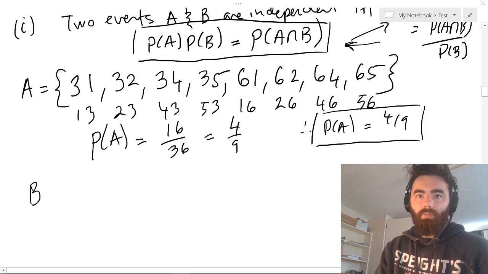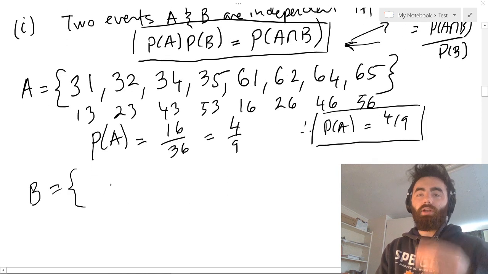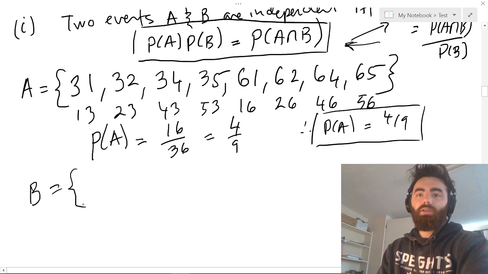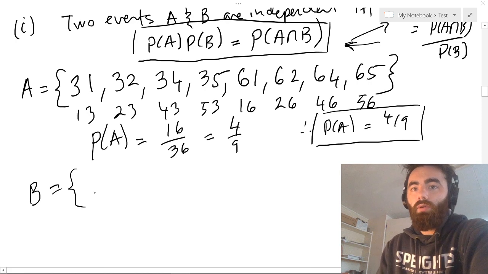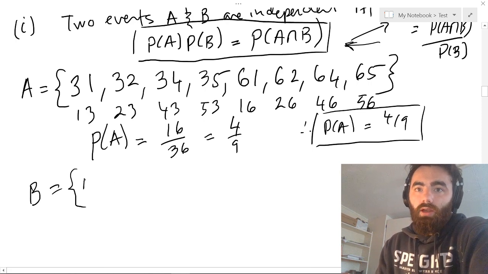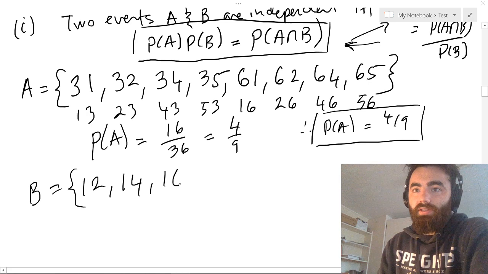And now B, the product of the two is even. There's going to be a few more. So, well, let's just go through it again. Well, 1, 1, no. 1 times 1 is 1, which is not even. And then you can have 1, 2, which is even. 1, 3 is not. 1, 4. I'll just write them out. 1, 6.